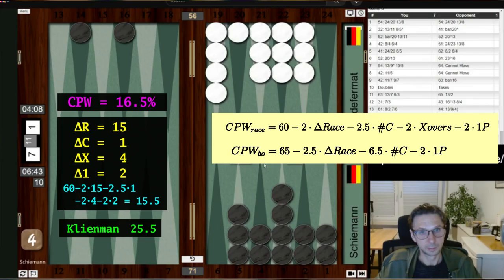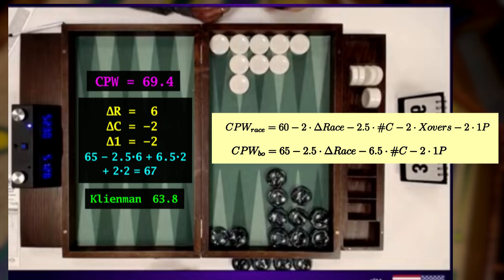Let's illustrate with 2 examples. Here, pip difference is 15. White has 1 checker off, so +1 for black, and black also has 4 crossovers and 2 checkers on his 1 point for his troubles. 60 minus 30, that's 30, minus 2.5, 27.5, minus 12, 15.5, 1% off. And this is bear-off. White is 6 pips behind, ahead by 2 checkers on the board, and 2 on the 1 point. 65 minus 2.5 times 6, that's 65 minus 15, 50, plus 13, plus 4, 67, 2.5% off.